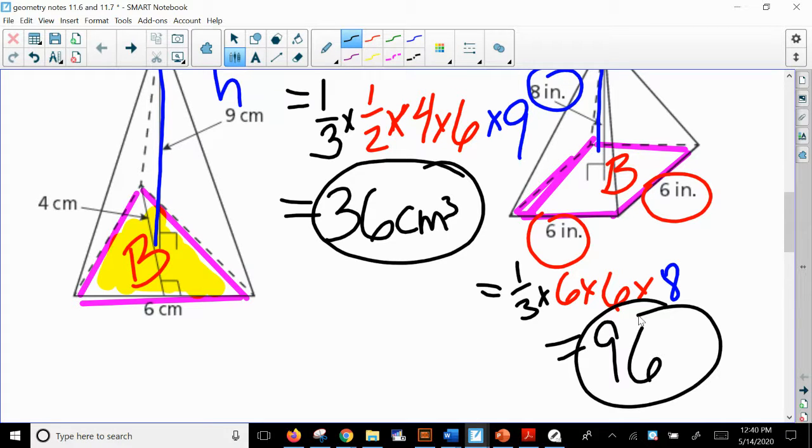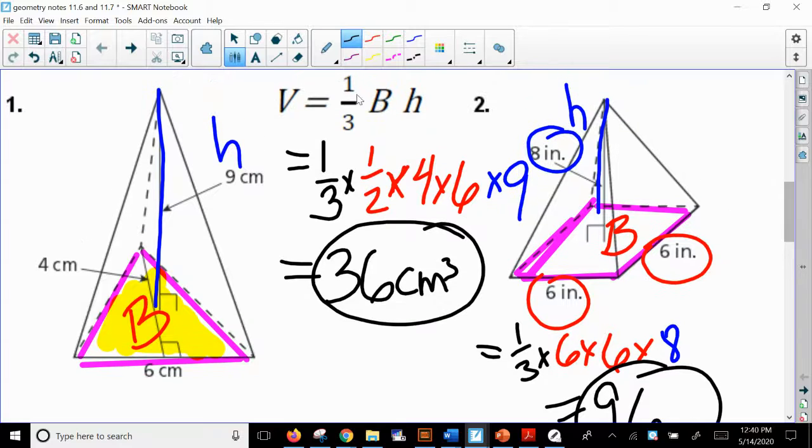Okay? Inches cubed, but I don't care. I need you to have the right answer. I don't really care about the units. See the difference? Both of these are pyramids, right? So both of these, we did the same formula, except big B was different for each of them. Because in number 1, big B was a triangle, so my big B was 1/2 times 4 times 6. But in number 2, my big B is a rectangle, so big B was 6 times 6. Okay?